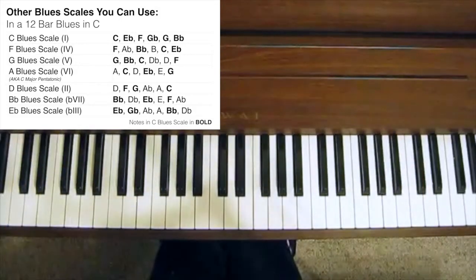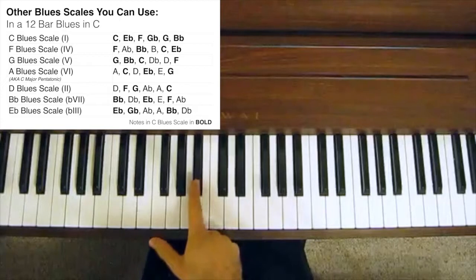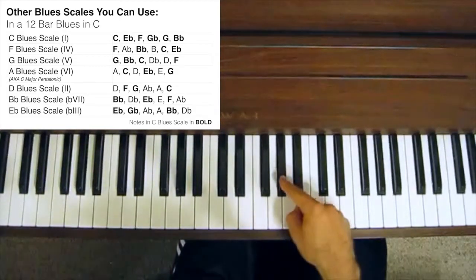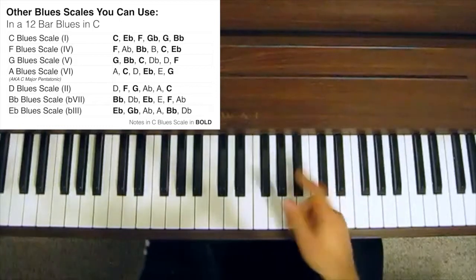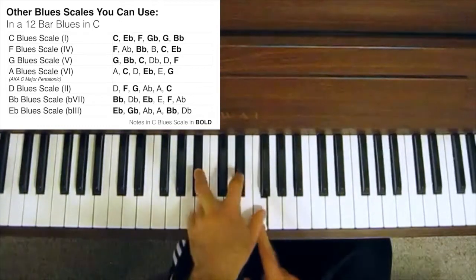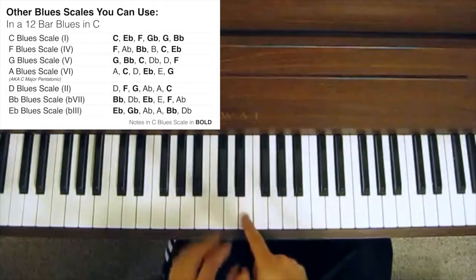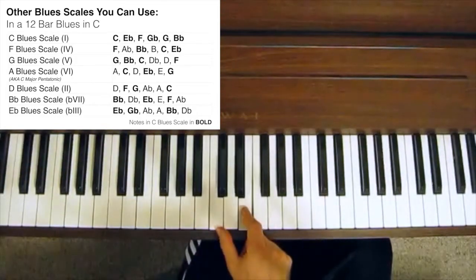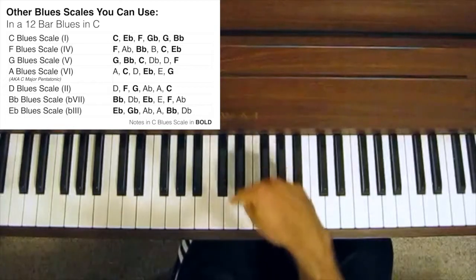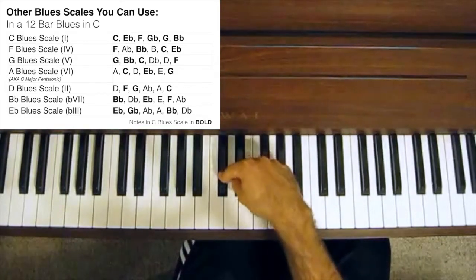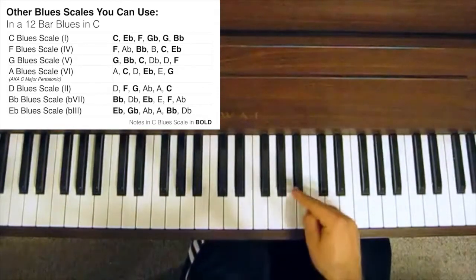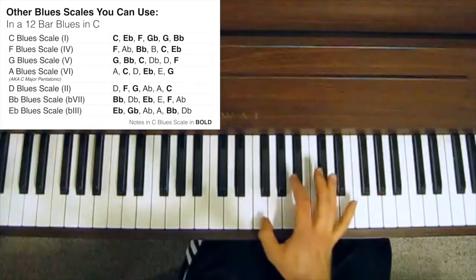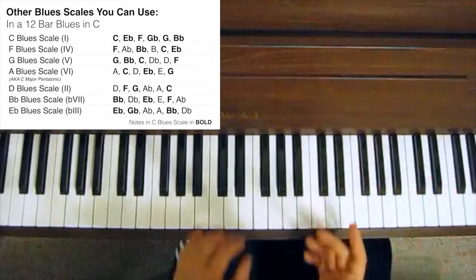So again, that sounds even more out there. The notes there are B flat, D flat, E flat, E, F, A flat, B flat. Now, B flat, E flat, and F are all in the C blues scale. The E is the major 3rd from the point of view of the C. The D flat is the flat 9 from the point of view of the C. And the A flat is the minor 3rd from the point of view of the F, or the sharp 9, however you want to think about it.